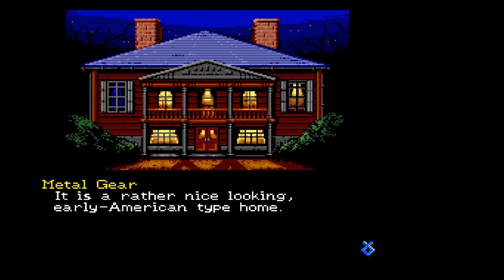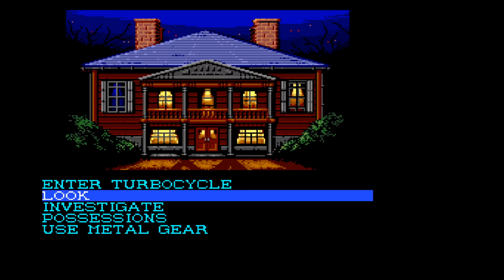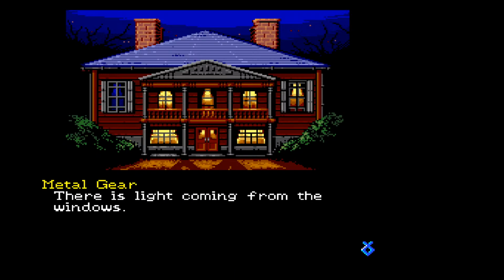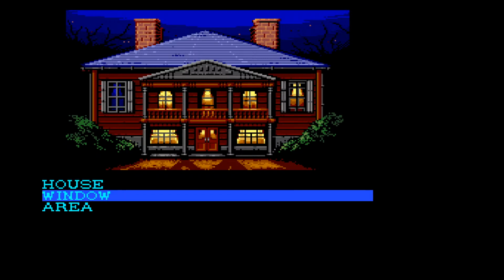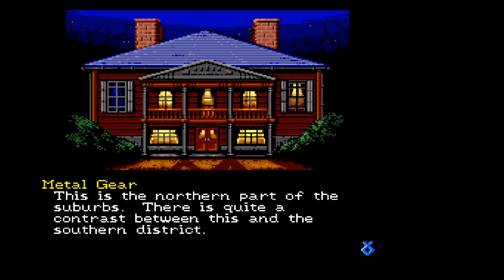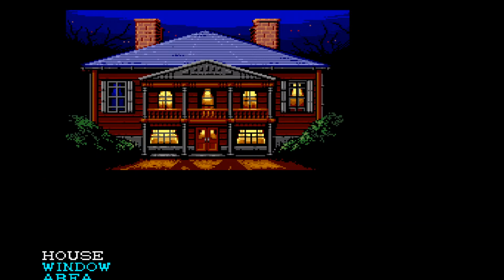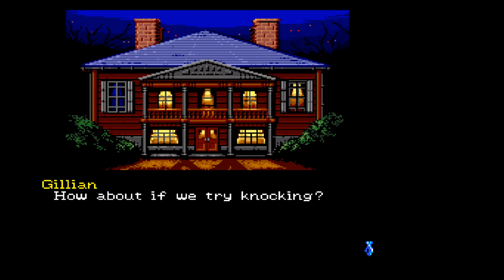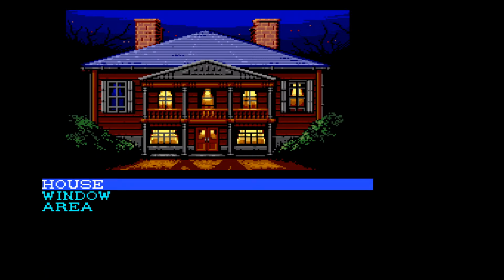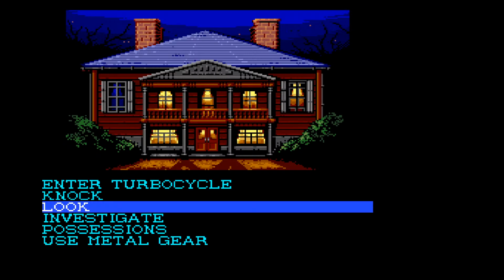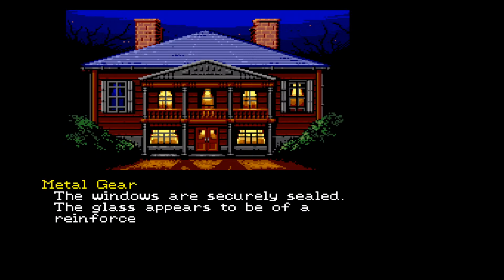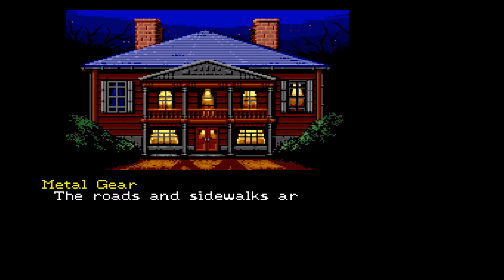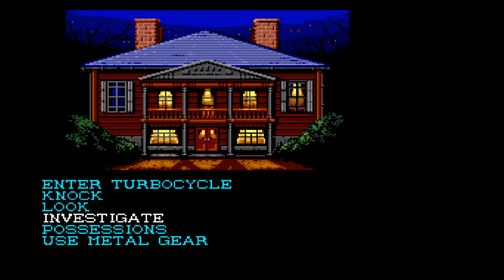Look at the house. It is a rather nice looking early American type home. There is light coming from the windows. This is the northern part of the suburbs. There is quite a contrast between this and the southern district. The door on the front is the main entrance. There does not appear to be a doorbell. How about if we try knocking? There's light coming. Oh, yeah. I want to investigate, not look. The windows are securely sealed. The glass appears to be of a reinforced type. The roads and sidewalks are well maintained.